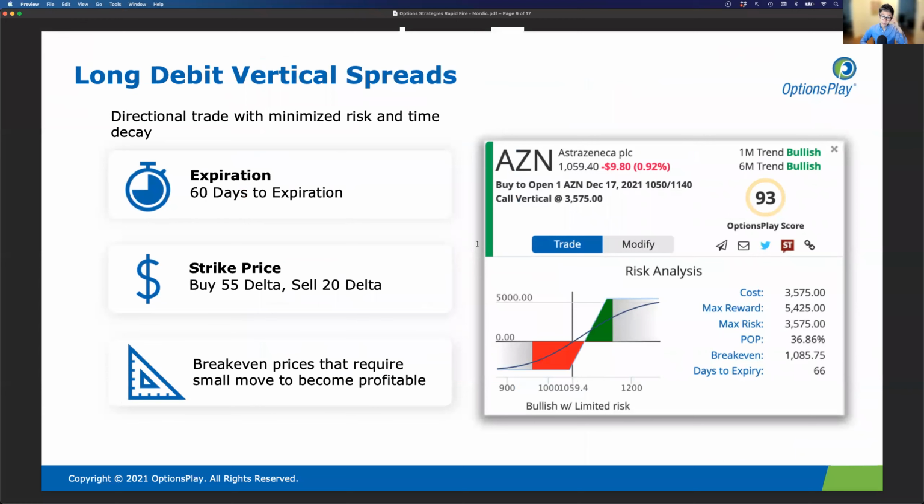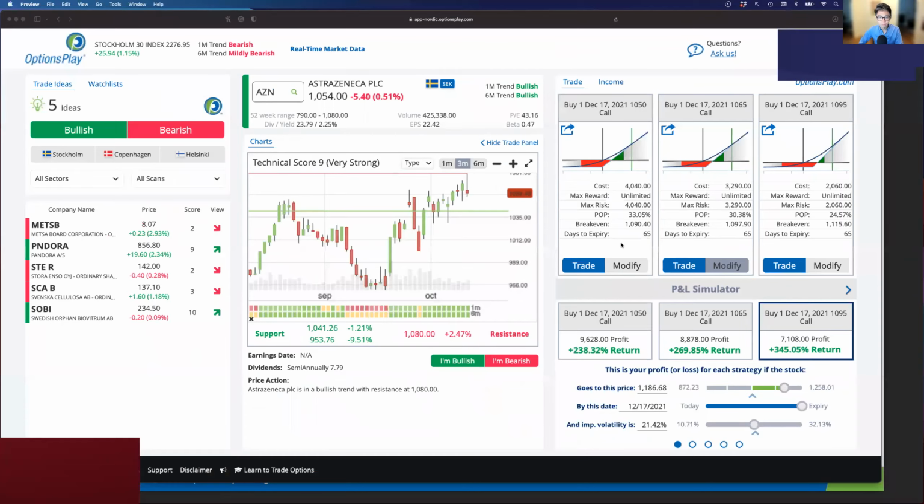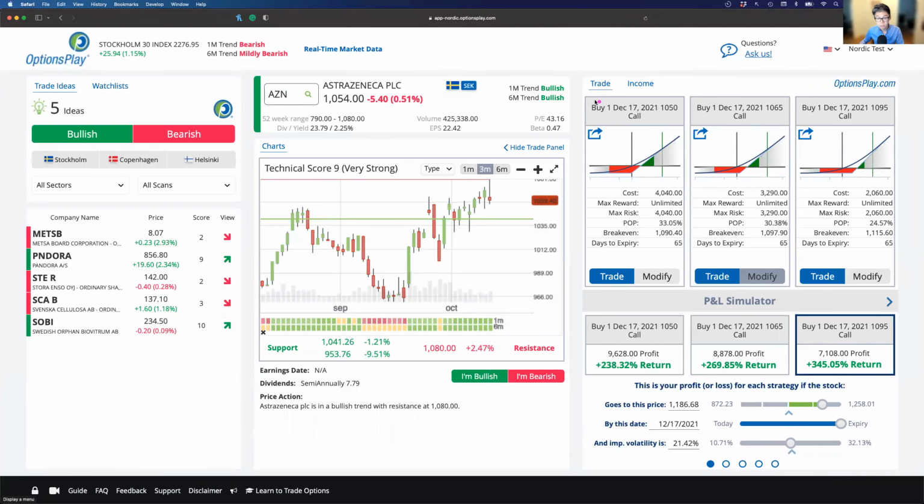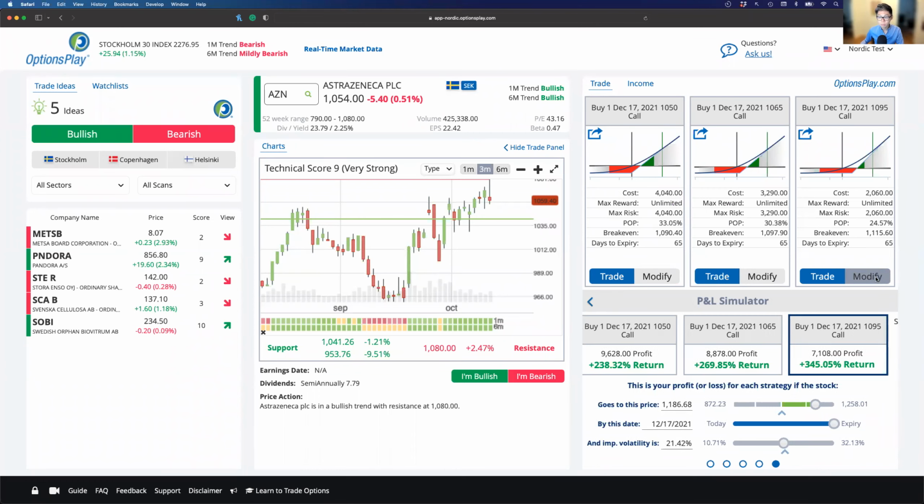Perfect. Okay, now let's get into some slightly more advanced strategies. A vertical spread is really similar to what we're doing here with the call option, but we realize that call options are expensive and they also have a low probability of profit. Even this in the money call option has a probability of profit of only 33%, and it also risks a fair amount of capital, 4,000 crowns. So can we improve that a little bit?